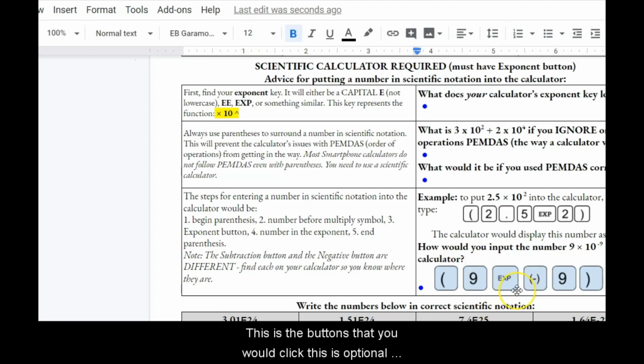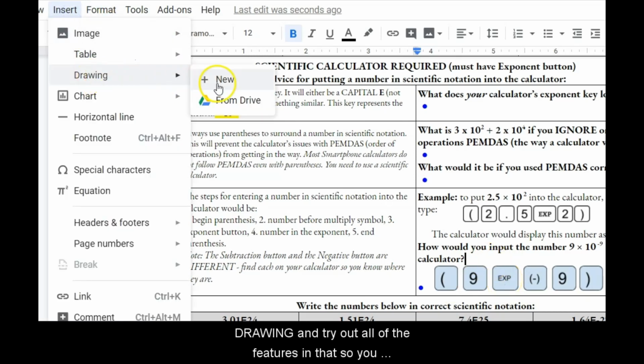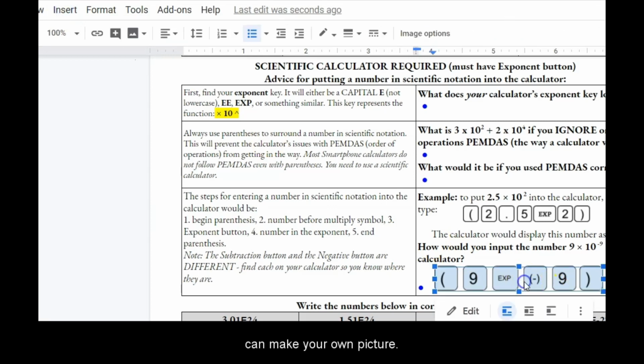This is optional. You can draw it by hand or you can type those in by hand, but I highly recommend that you practice with Insert, drawing and try out all of the features in that so you can make your own picture.